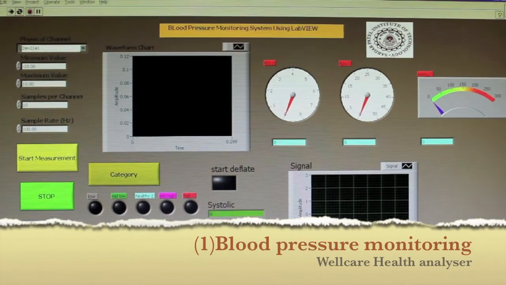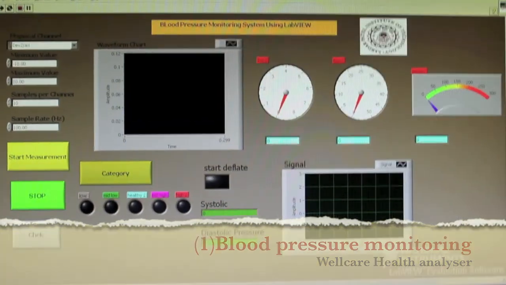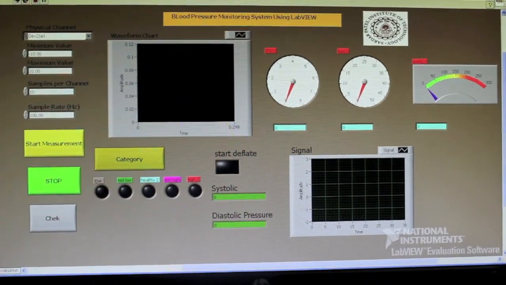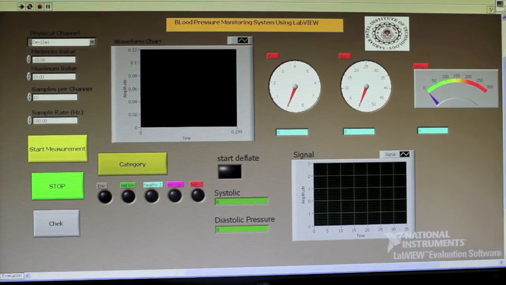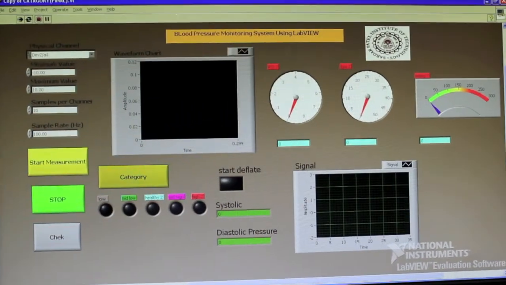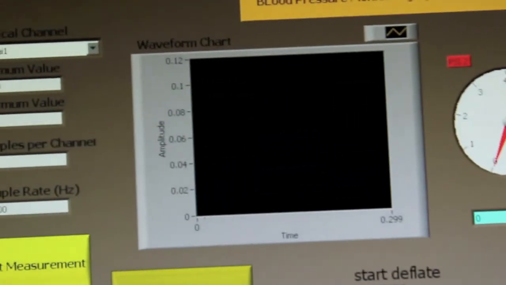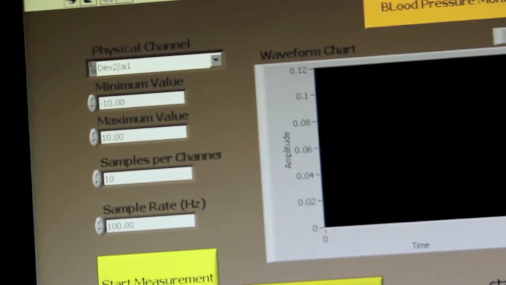Our project name is WealthCare Health Analyzer, where we are measuring parameters like blood pressure, human heartbeat, and body temperature. We are also including in our project ECG, glucometer, and pulse oximeter kind of parameters. Let me start with the first parameter, that's blood pressure.